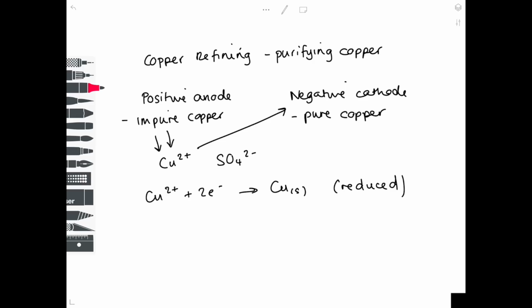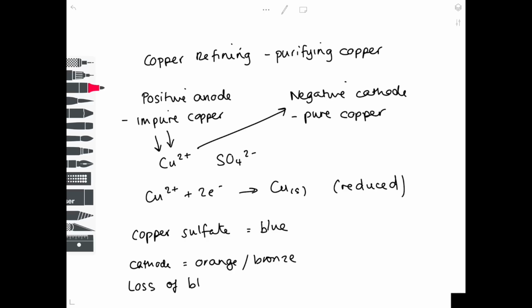Do notice lastly that there are impurities which collect at the anode which drop to the bottom of the electrolysis chamber. In terms of what you see as an observation, just remember that copper sulfate is this beautiful turquoise blue colour. Now, as that cathode becomes coated with copper, you'll see a lovely bronzy colour form at the cathode. It's like an orangey bronze colour, which will obviously be the copper forming. And as a result, you see a loss of blue colour, as you have less copper sulfate.